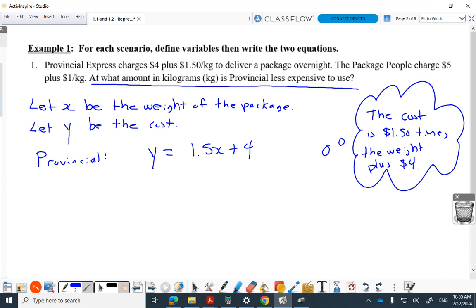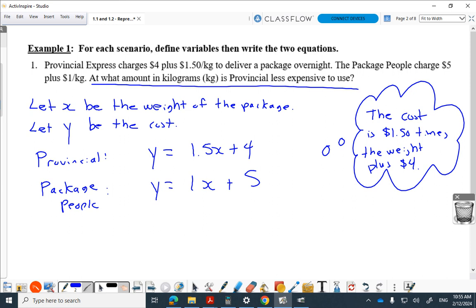So then, package people. Who wants a shot at their equation? After seeing that one, hopefully this one's pretty nice, even if you found it difficult. Yeah, go ahead. Y equals 1x plus 5. 1x plus 5. Okay.